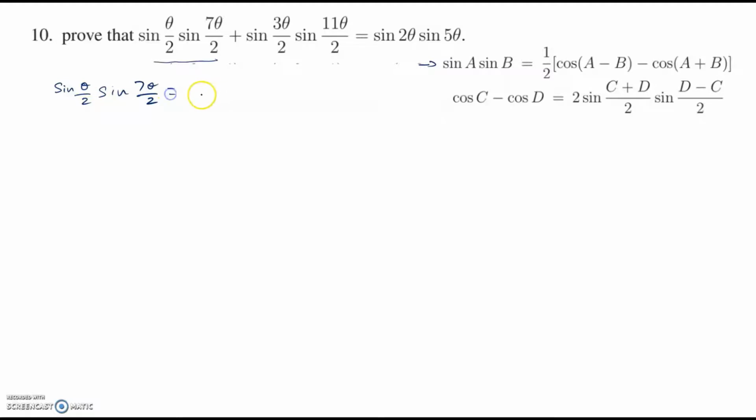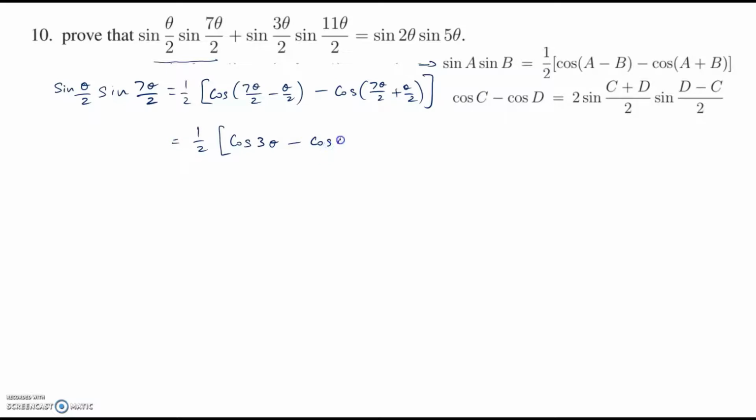So then this becomes, using the first formula, half into cos 7 theta by 2 minus theta by 2 minus cos 7 theta by 2 plus theta by 2. So that is equal to half of cos 6 theta by 2 would be equal to 3 theta, and minus 8 theta by 2 would be 4 theta, cos 4 theta.